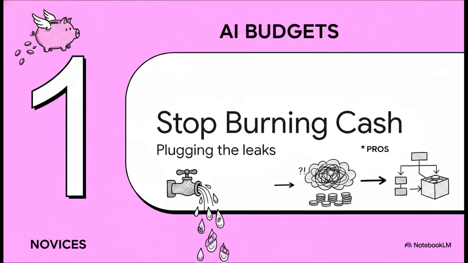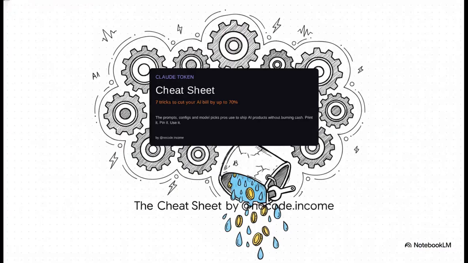All right, Section 1, Stop Burning AI Cash. This cheat sheet by @nocode.income is great because it treats AI development just like traditional software engineering. It outlines 7 specific tricks to essentially plug the leaks in your AI bucket. It's all about shifting your mindset from just getting the AI to work, to treating your budget with the exact precision a professional developer would demand.